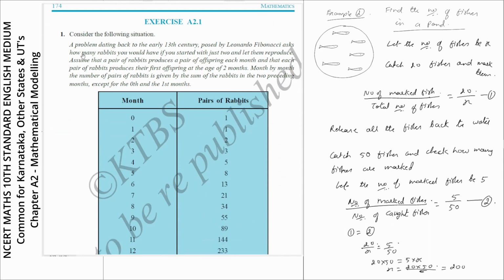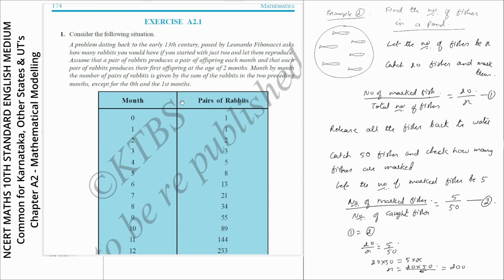Consider the following situation: a problem dating back to the early 13th century, posed by Leonardo Fibonacci, asks how many rabbits you would have if you started with just 2 and let them reproduce. Assume that a pair of rabbits produces a pair of offspring each month, and that each pair of rabbits produces their first offspring at the age of 2 months. Month by month, the number of pairs of rabbits is given by the sum of the rabbits in the two preceding months, except the 0th and the 1st month.